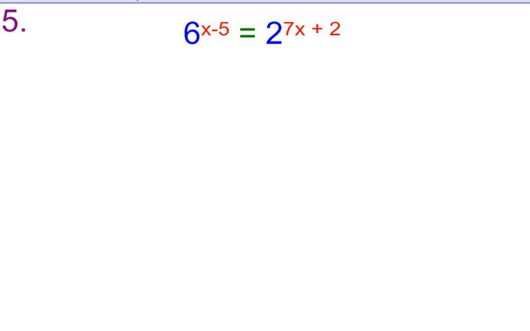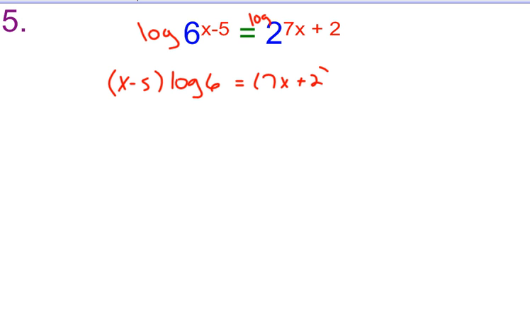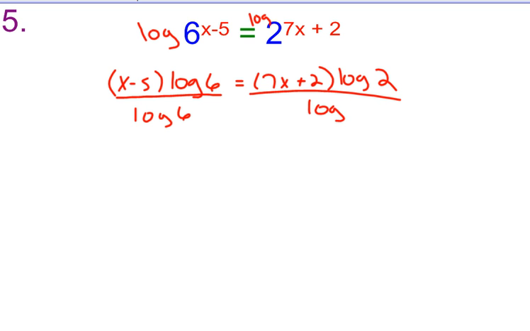Number 5 now, same idea, I take a log to both sides. So I'm going to go ahead and write it in here. Hopefully you're catching on to how you could kind of abbreviate some of your work. And so I'd have x minus 5 of log 6 equals 7x plus 2 of log 2. Now it doesn't matter which way I go here, I'm going to have to divide by a log, and you can choose whichever way you want. We're going to get the same answer either way. So I'm just going to go divide by log 6.